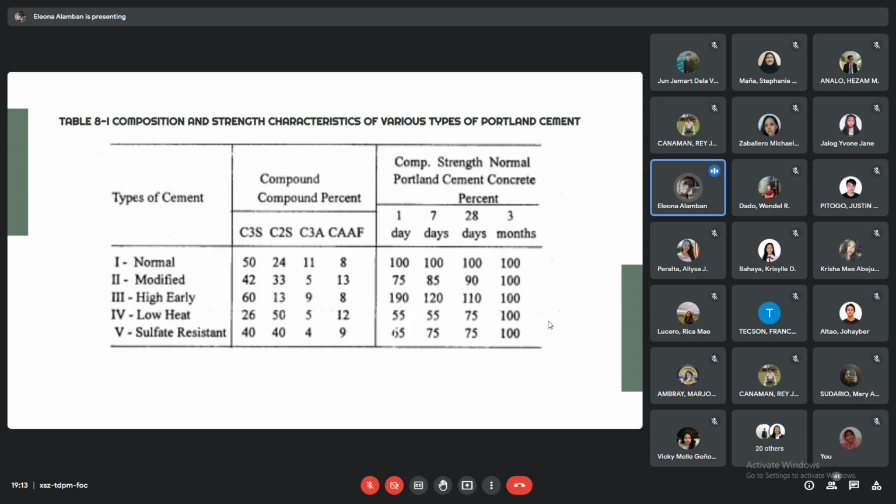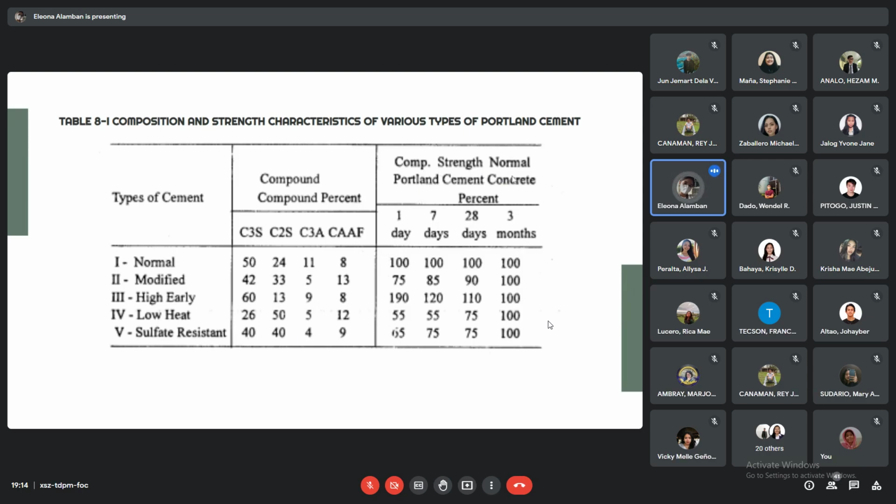Then in Type 4, low content of C3S and C3A. So the C3S here is only 26 and the C3A is 5. Lastly, we have the Type 5, which is the sulfate resistant. It has a very low C3A content, which is 4.